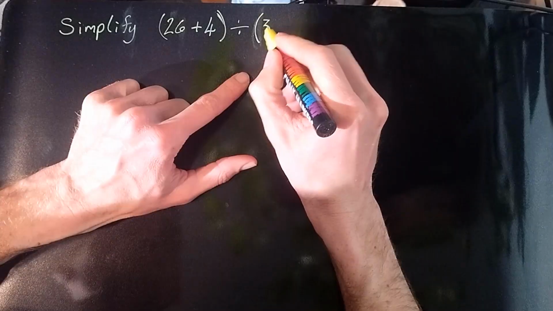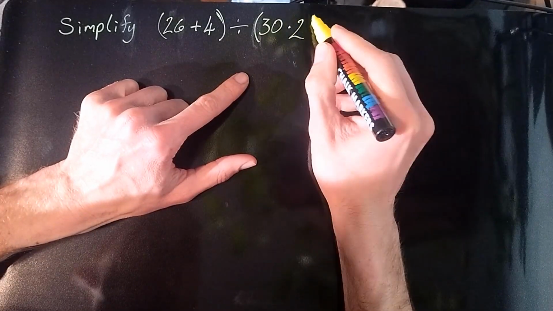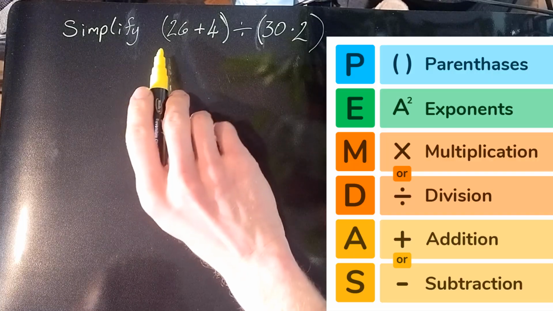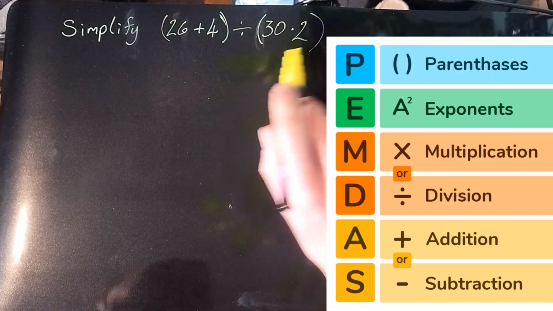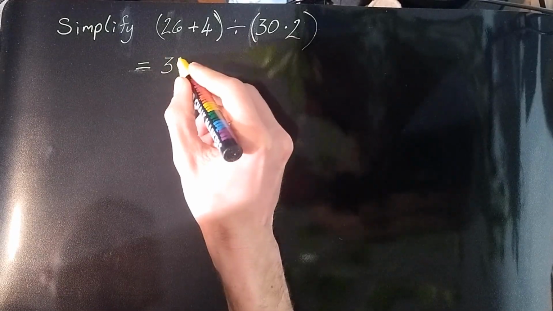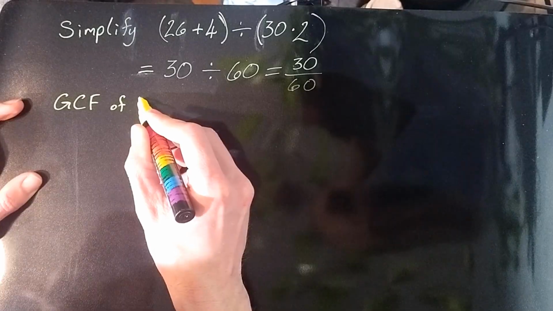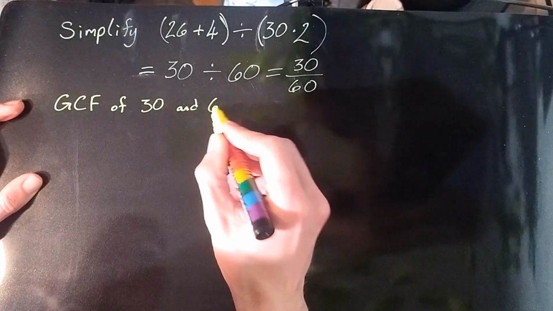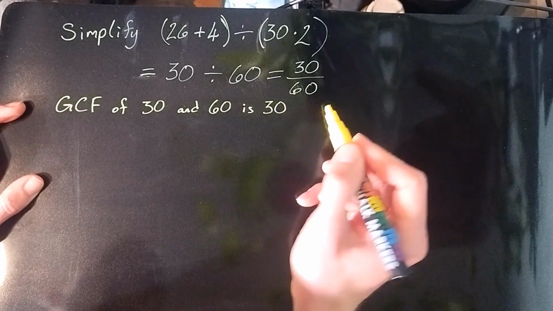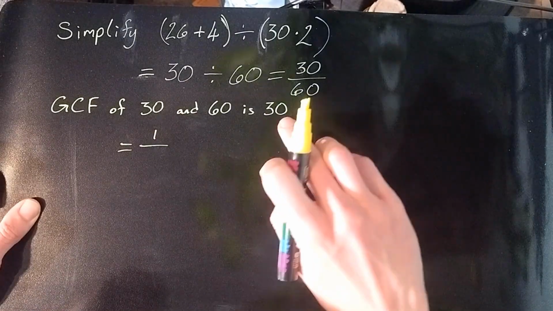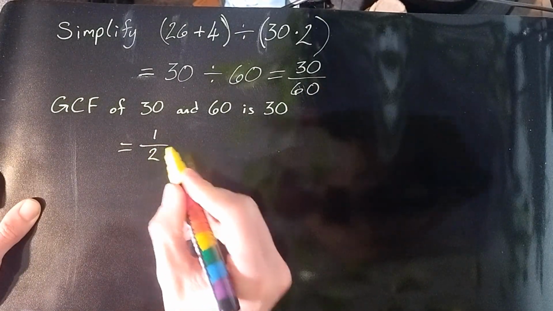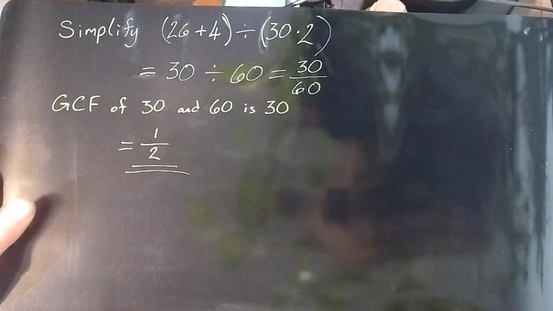Simplify the quantity 26 plus 4 divided by the quantity 30 times 2. Order of operations tells me that I need to simplify the expression inside the parentheses first. That gives me 30 divided by 60. The greatest common factor of 30 and 60 is 30. 30 goes into 30 once. 30 goes into 60 twice. So 1/2 is my answer.